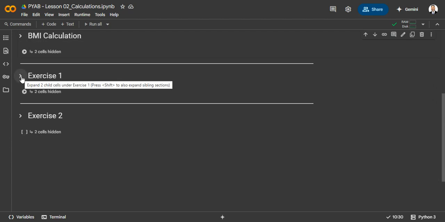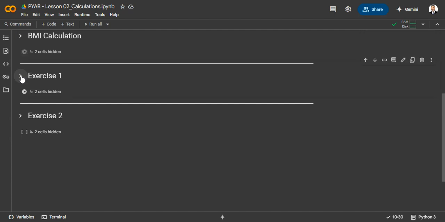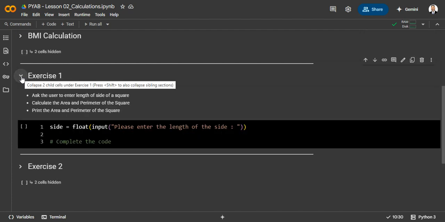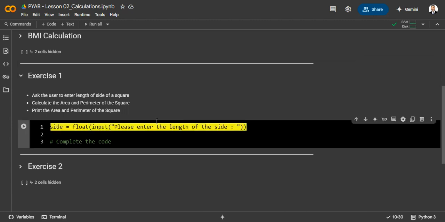There are two exercises I ask you to try. The first one is exercise 1. Ask the user to enter the length of a side of a square. This one I have started here, and there are just two more things you have to do: one calculation and one printing. It's so easy. We have done it for a rectangle. It's the same way for a square shape. Only the formula would be slightly different. That's all.